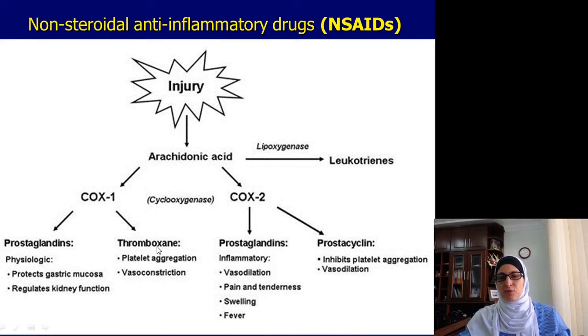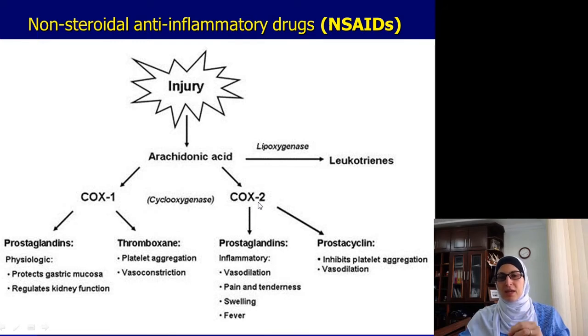The second thing is formation of the thromboxane. Thromboxane is the main substance that is responsible for platelet aggregation and vasoconstriction. So as the name implies, thromboxane is for making a thrombus, related to aggregation of platelets. So this is the constitutive part, that is always present.